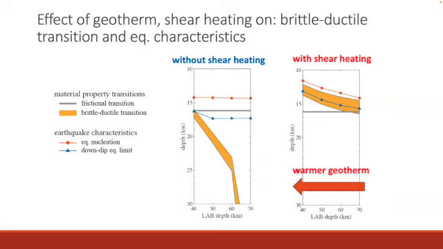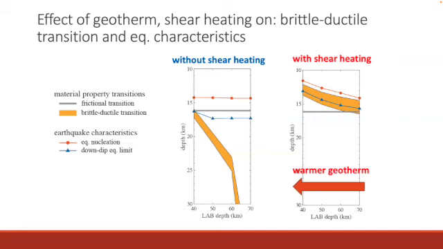The figure on the right is for simulations with shear heating, and the figure on the left is for simulations without shear heating. The BDT, which I've defined as the range over which the fault accommodates 10 to 90% of tectonic plate motion, is plotted in yellow. Warm geotherms correspond to a shallower BDT, and shear heating produces a much shallower BDT. The down dip limit of the earthquake is plotted in blue. In most of the simulations without shear heating, so that would be this one, it occurs at about 16 kilometers.